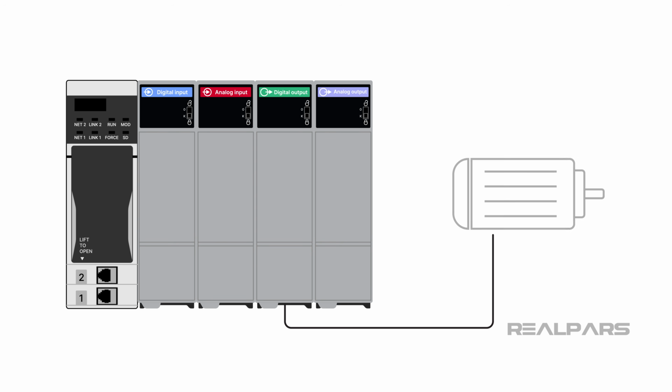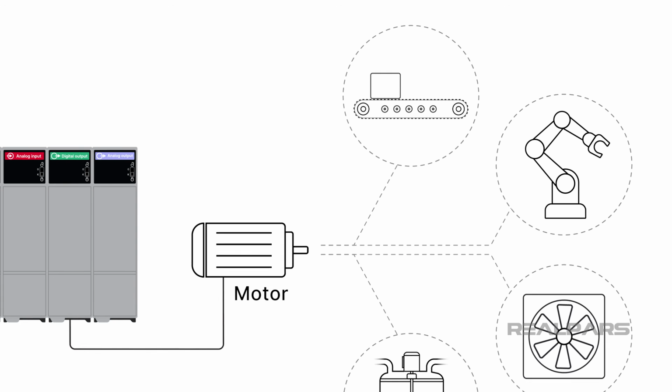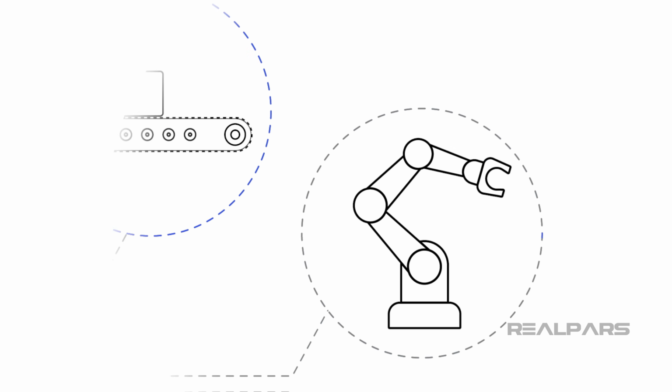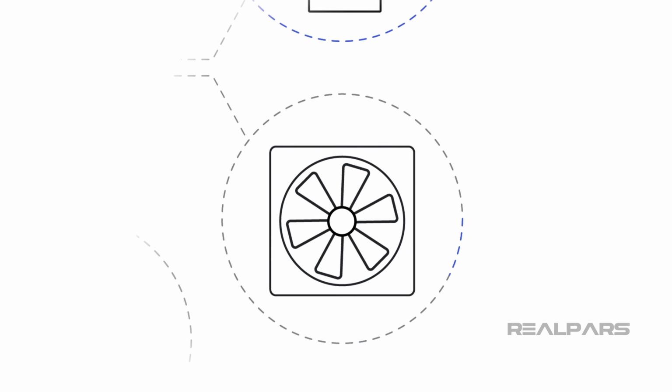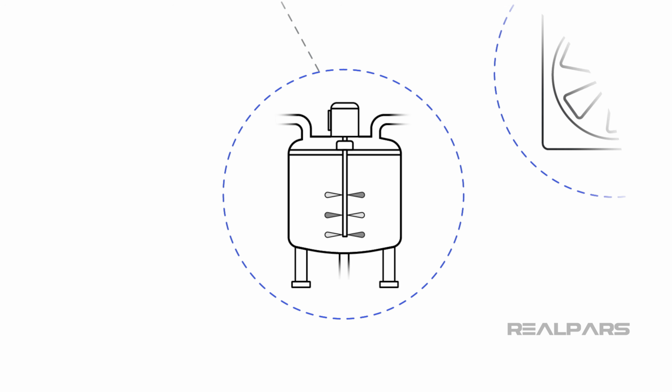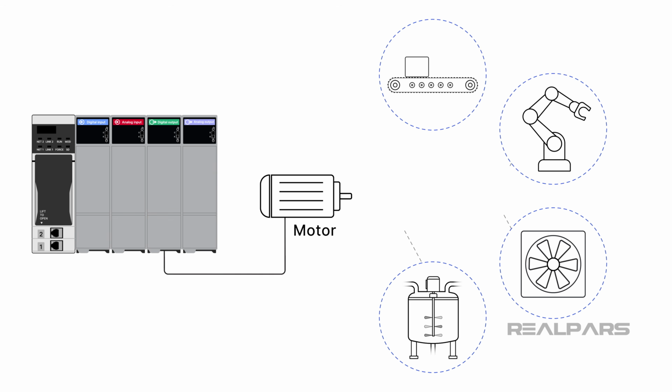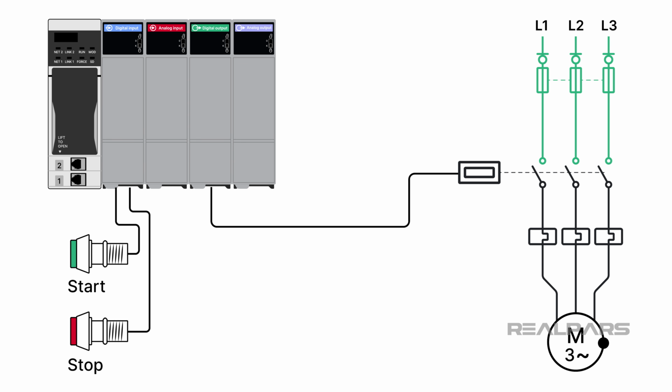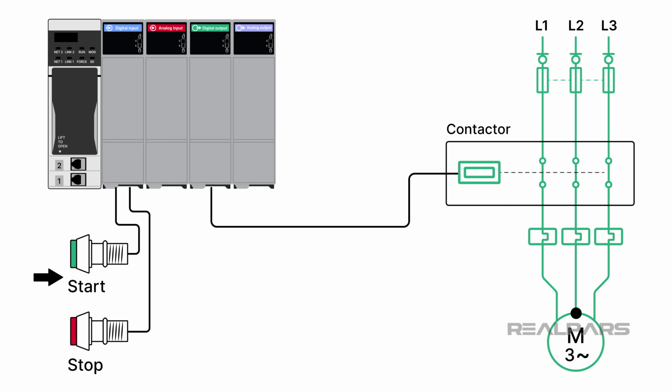Many IACSs are used to control motors. These motors are used to run conveyor belts, move robotic arms, turn fans, and agitate liquid in vessels. In simple applications, the motor is controlled using a contactor or motor starter. A contactor is effectively a big relay that the logic module can open and close using a digital output.